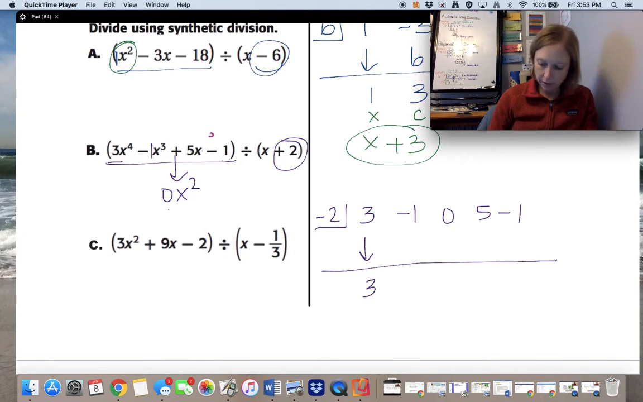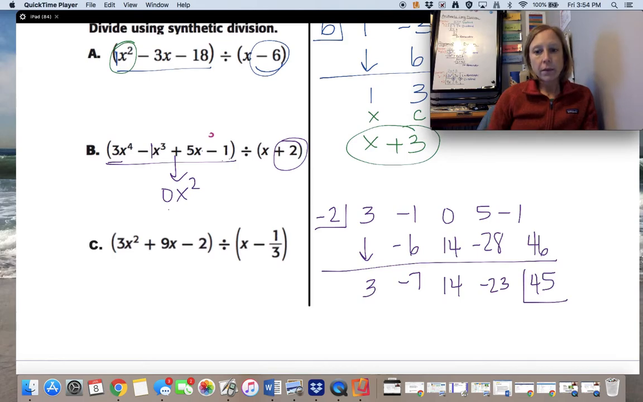3 times -2 is -6. -6 plus -1 is -7. -7 times -2 is +14, plus 0 is 14. 14 times -2 would be -28. 5 plus -28 is -23. -23 times -2 would be +46. Minus 1 would be a +45. So 45 is our remainder.